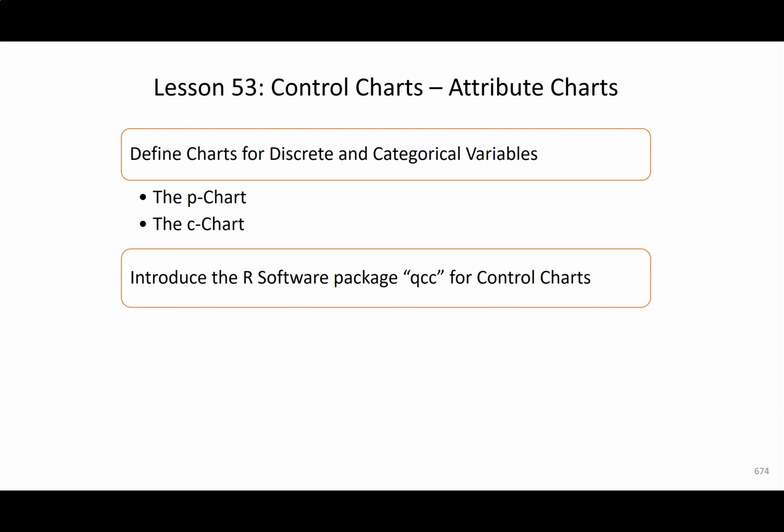Okay, welcome to lesson 53. So this is the last one, so yay. This is for when we're looking at categorical variables or discrete variables. Specifically, these will look like counts, proportions, or percents. So we're going to have the P chart and the C chart.